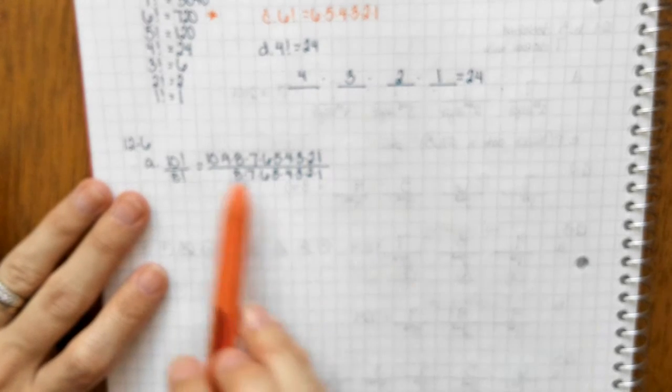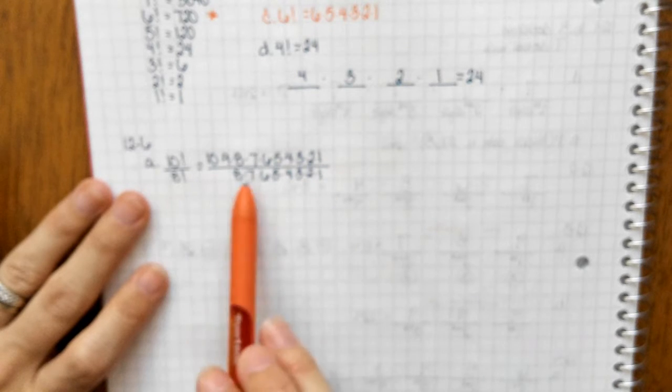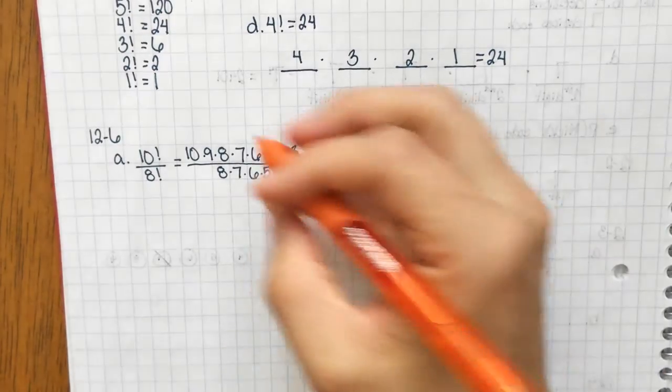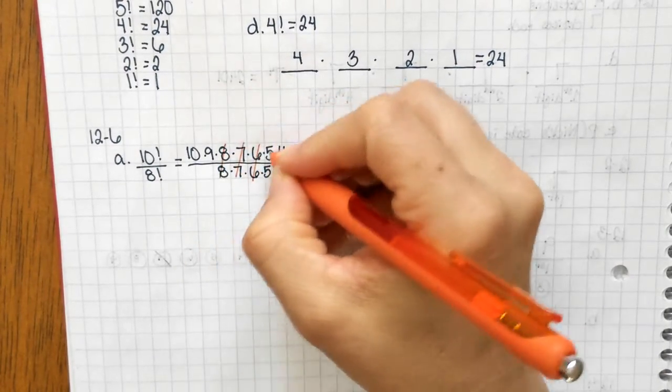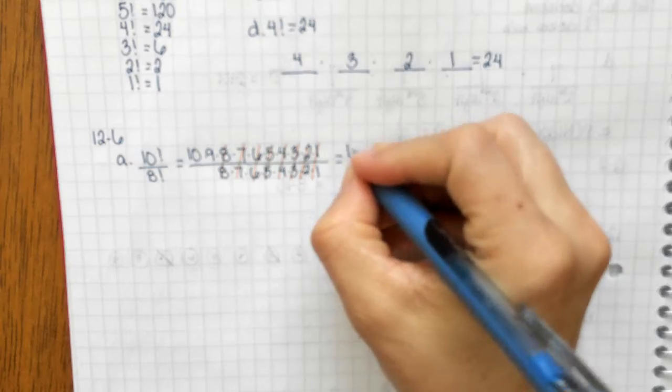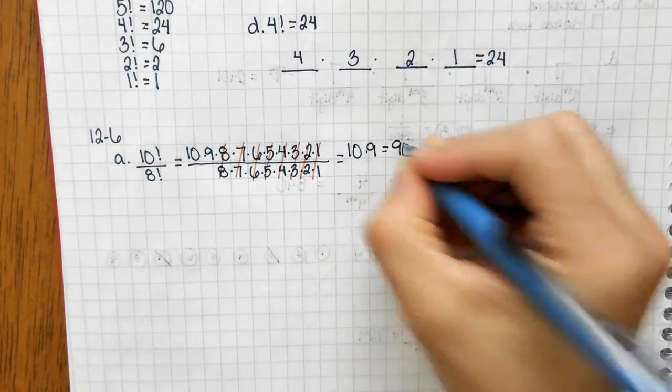So 10 factorial is 10 times 9 times 8 times 7 times 6 times 5 times 4 times 3 times 2 times 1, over 8 factorial, which is 8 times 7 times 6 times 5 times 4 times 3 times 2 times 1. 10 factorial, 10 all the way down to 1. 8 factorial, 8 all the way down to 1. So by doing this, these can cross out. 8, 7, 6, 5, 4, 3, 2, 1. So 10 factorial divided by 8 factorial is just 10 times 9, or 90.